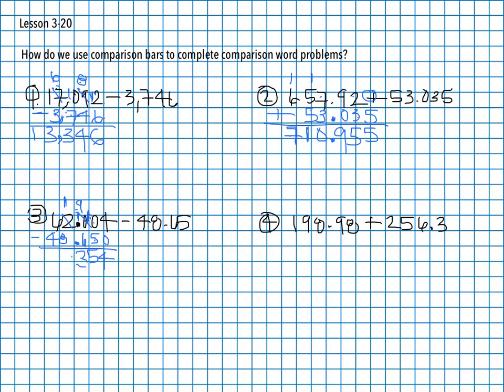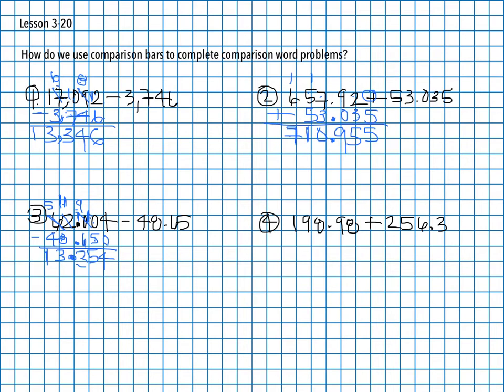Bring our decimal point down right away so we don't forget that. 1 less 8 we can't do, so this 6 is going to become 5. This 1 becomes 11. 11 less 8 is 3. And then 5 less 4 is 1. So we have 13 and 354 thousandths.